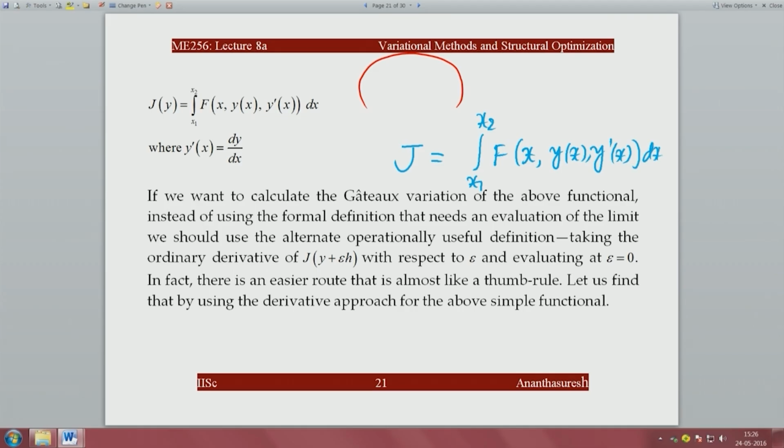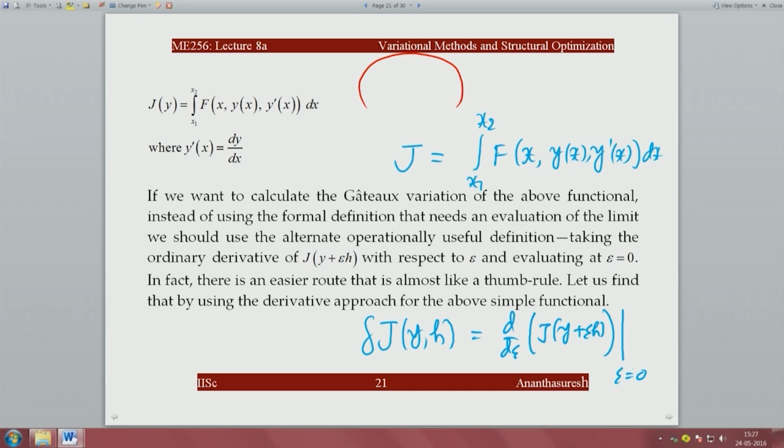Now, we already said that if you want to get the Gateaux variation, that is delta J of y and h, which involves d by d epsilon and all of that, we said it is d by d epsilon of J of y plus epsilon h, where epsilon tends to 0.